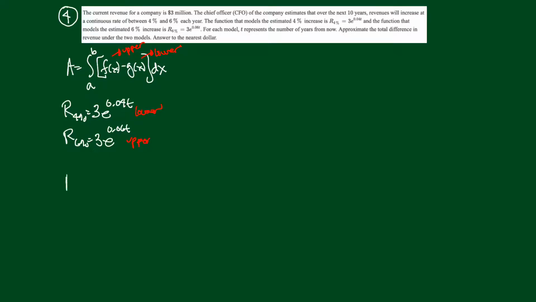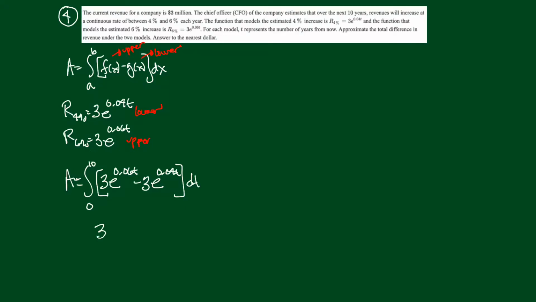So let's compute. Our area is going to go from 0 to 10, from now until 10 years out, of f of x. Our upper curve is the 6%, which is 3 e to the 0.06t, minus the lower curve, 3 e to the 0.04t, dt.